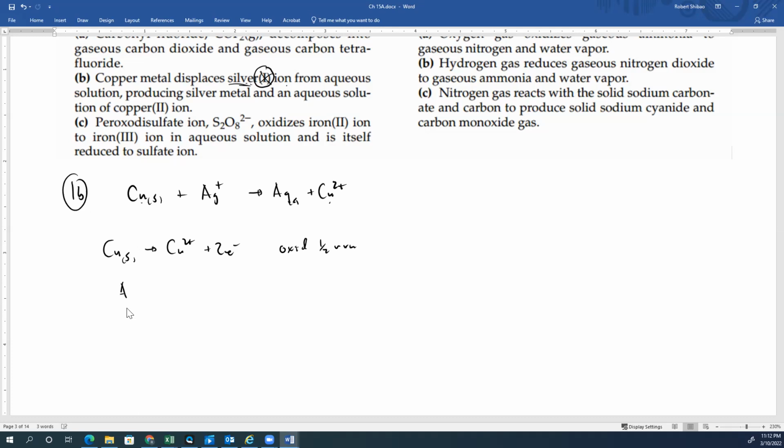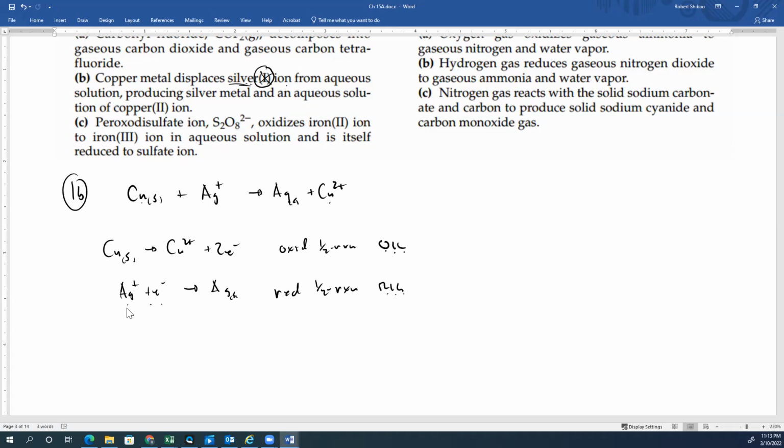Whereas silver ions must gain an electron. So silver ions gain an electron to form silver metal. This is called the reduction half reaction. And so this brings up this thing called OIL RIG. OIL: oxidation is losing electrons. And RIG: reduction is gaining electrons.